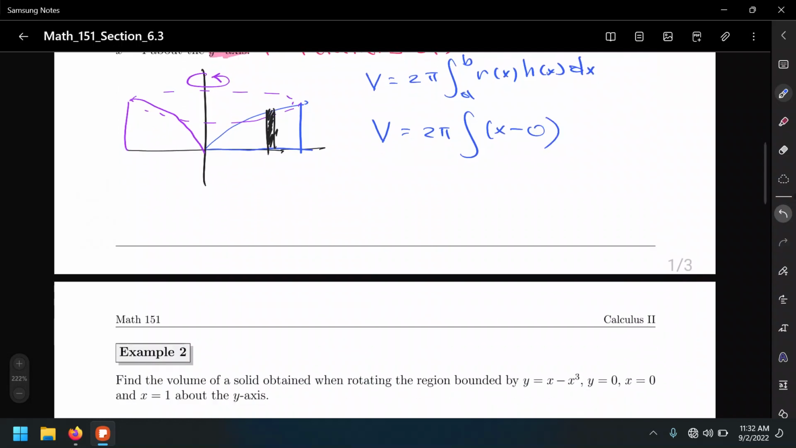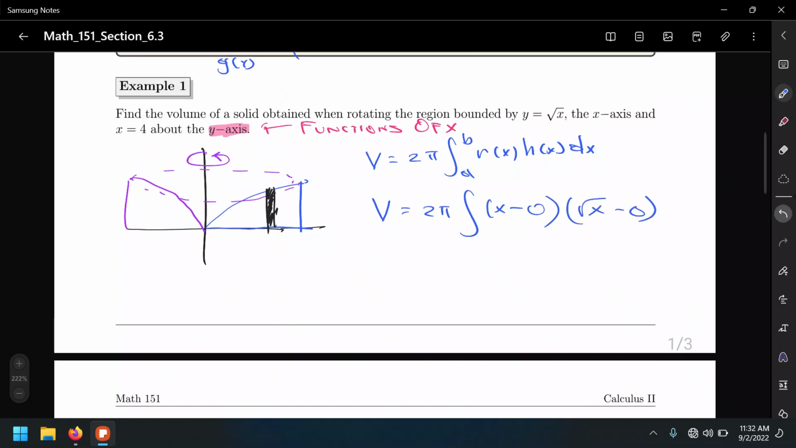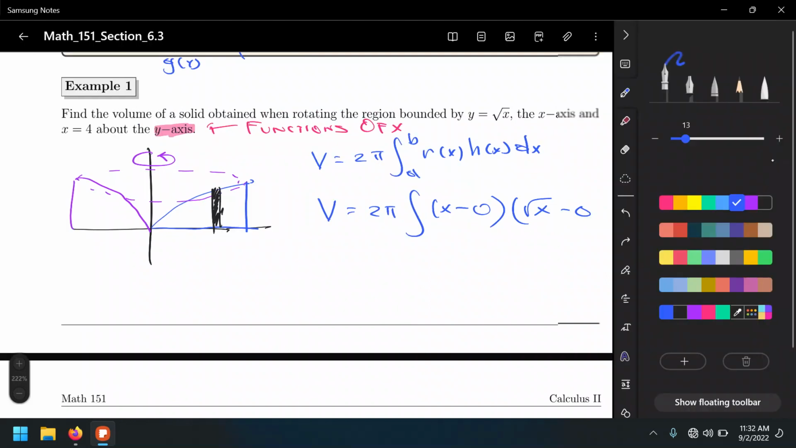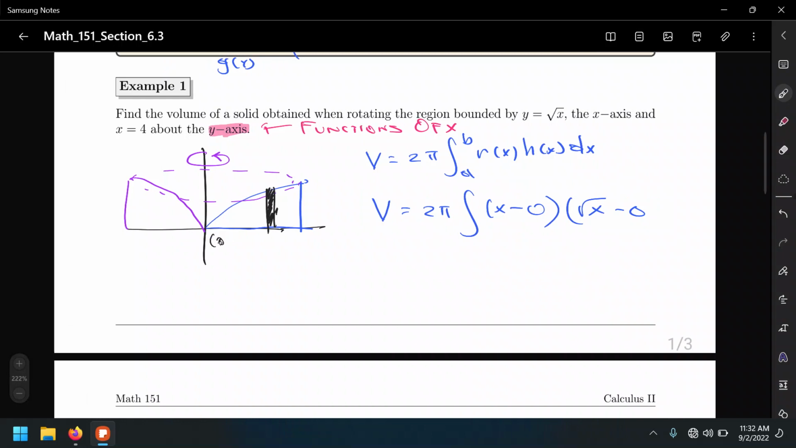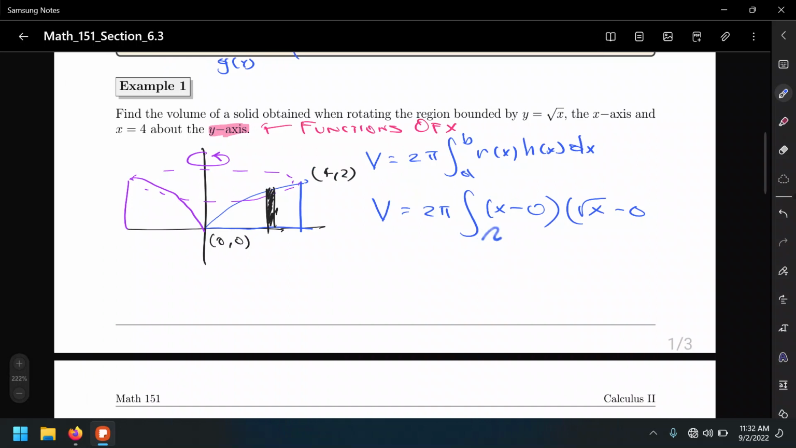Anyway, so that'll be the radius, and that's top minus bottom, that's square root of x minus 0. And the limits of integration are the same. So I'm using the same region of integration. That's the origin, 0, 0, and 4, 2. So the limits of integration for this region go from 0 to 4.